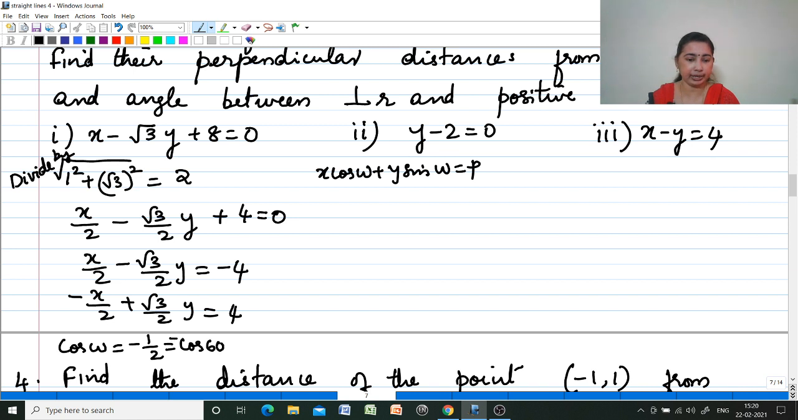minus cos 60 can be written as cos 180 minus 60, or that is cos 120, or cos 2 pi by 3. So we got the values of omega as 2 pi by 3 and p as 4. In this case, omega is 2 pi by 3 and p is equal to 4.